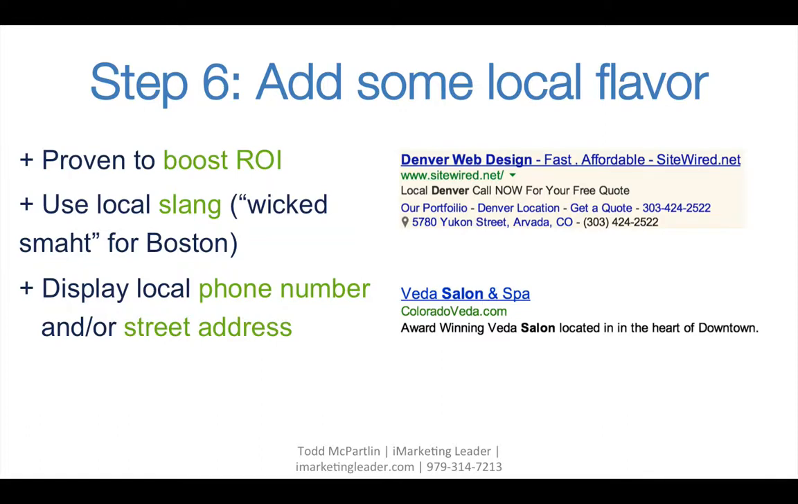You want to try to use local slang where possible, right? Where I am in College Station, I might put Aggies, right? I might do something with that for Texas A&M. You want to really focus on some local slang if you can actually do that. You want to display a local phone number and or street address. Let people know that you're local. You can see that there's an address here, and in a couple slides we'll go through how you actually put that in there. But again, that's showing someone that you're local. You're trying to get their attention, and a local phone number will do that. Even if you're not local, you can still look local by doing local ads.